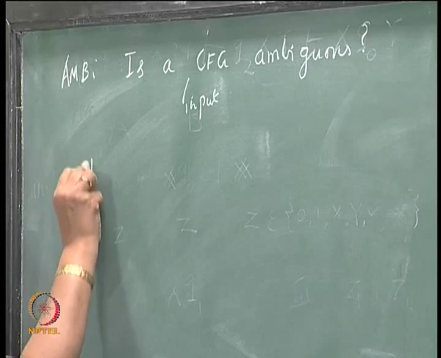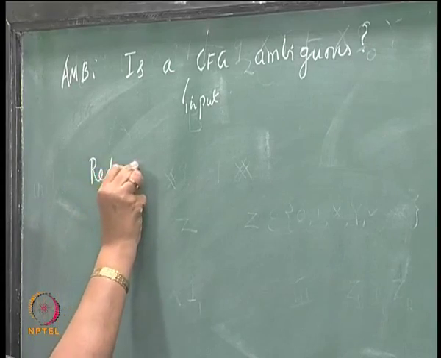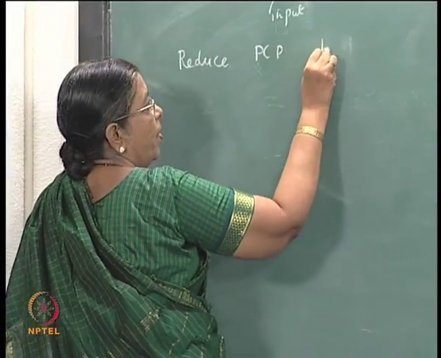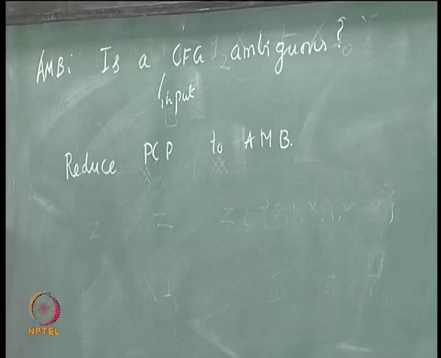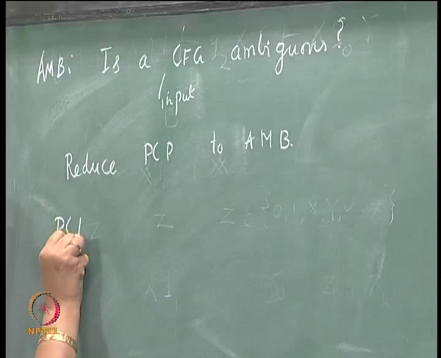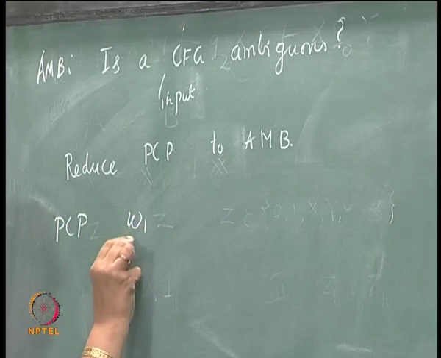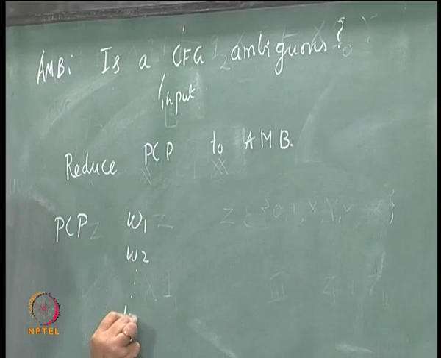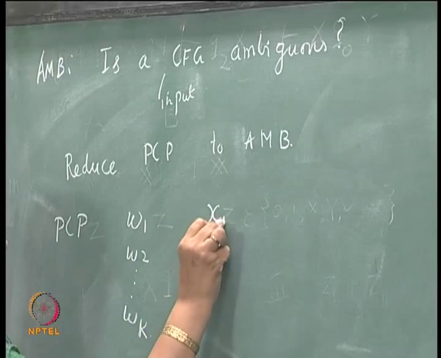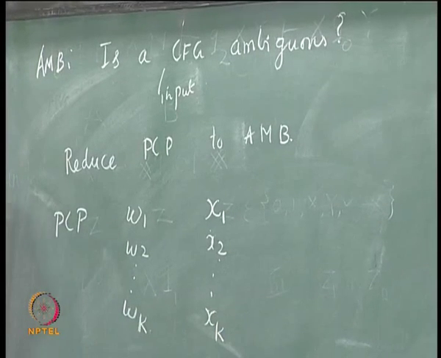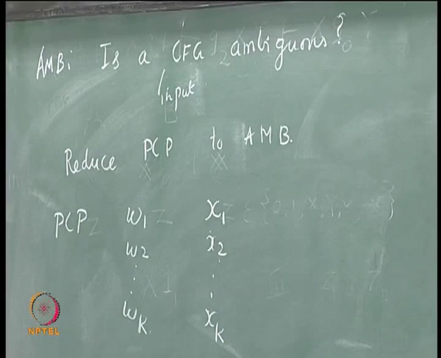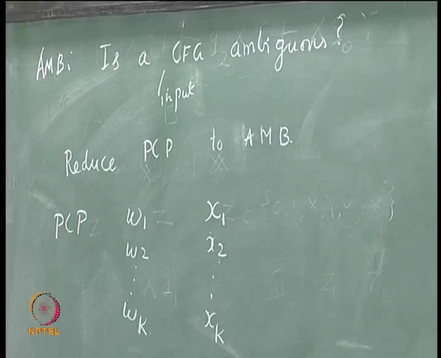Now, we can reduce PCP to the ambiguity problem. How can you do this? An instance of PCP has two sets of strings, W1, W2, ..., WK and X1, X2, ..., XK.